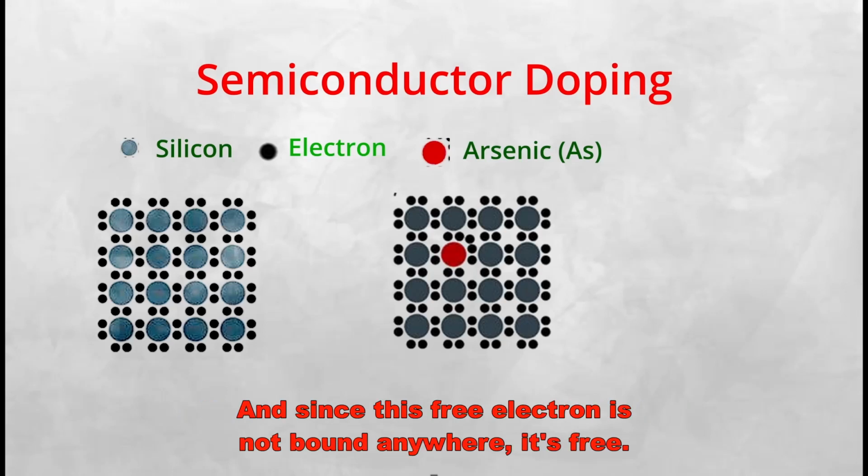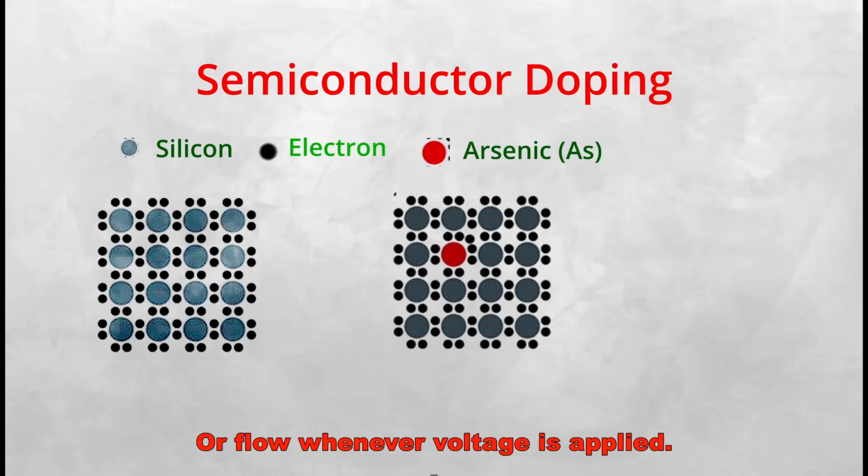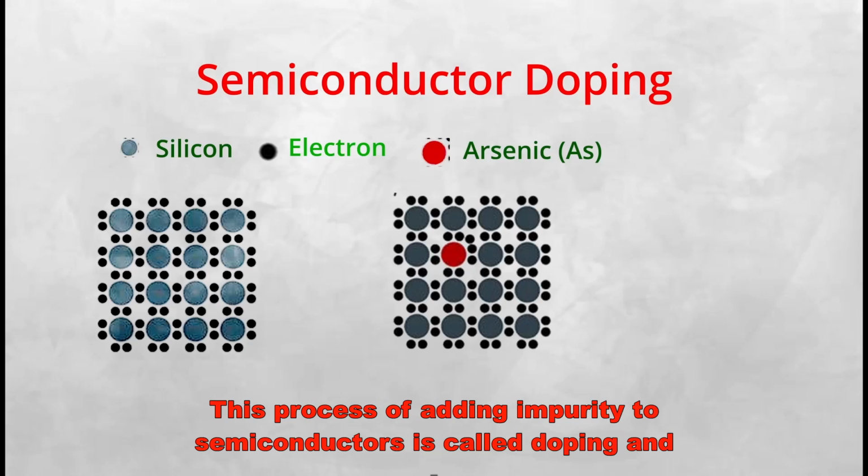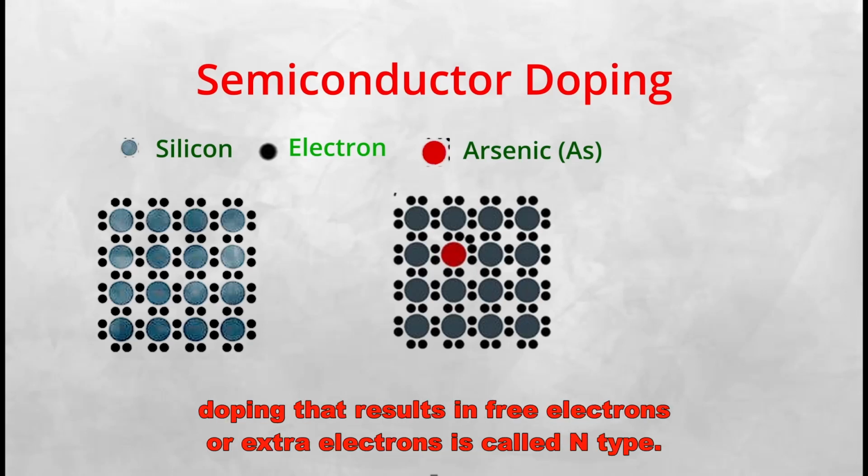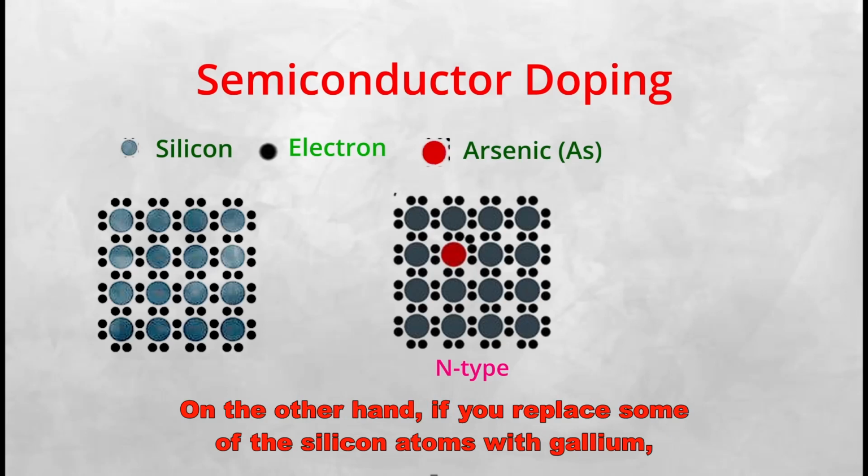And since this free electron is not bonded anywhere, it's free to move or flow whenever voltage is applied. This process of adding impurity to semiconductors is called doping. And doping that results in free electrons or extra electrons is called N-type.